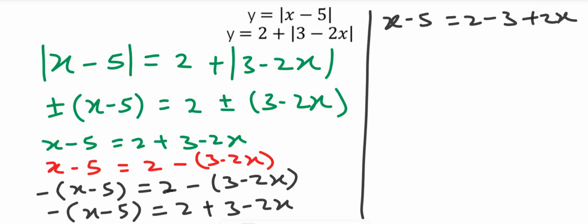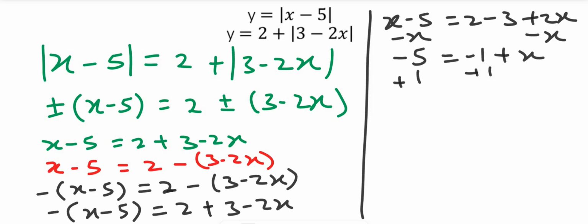So in solving this, let me subtract x from both sides. So I have negative 5 equal minus 1 plus x. This is what I have. So let's say plus 1 plus 1, negative 4 equal x. X is equal to negative 4.